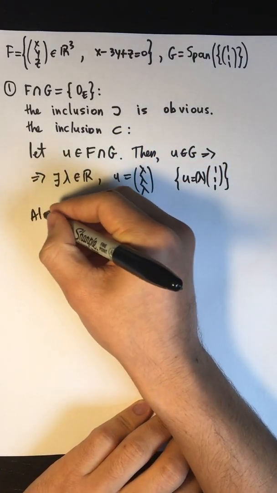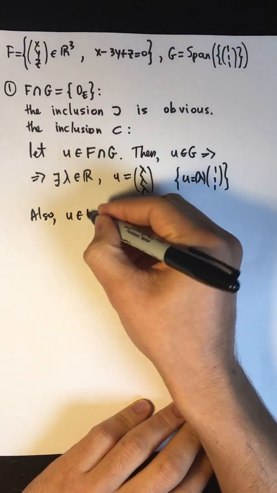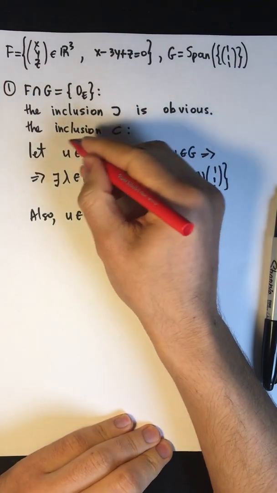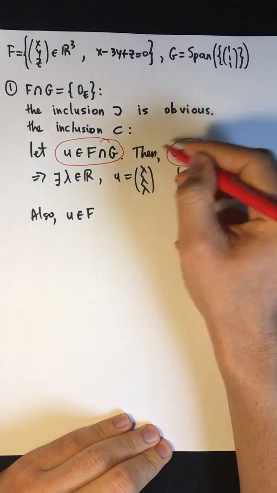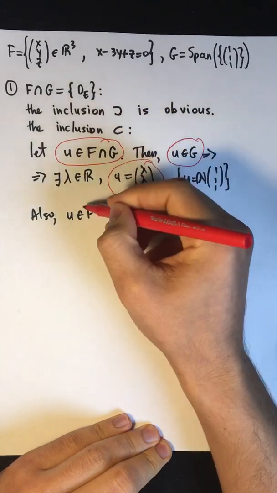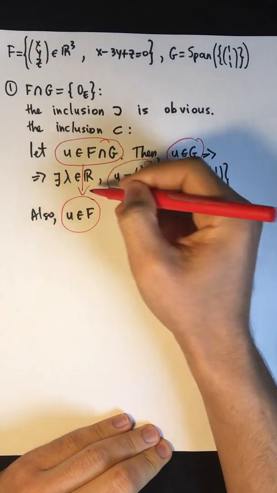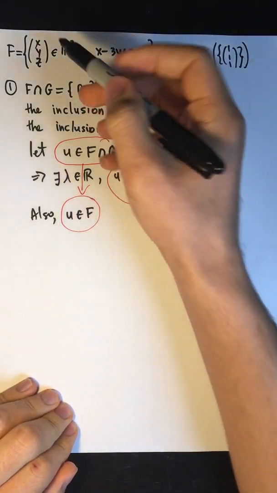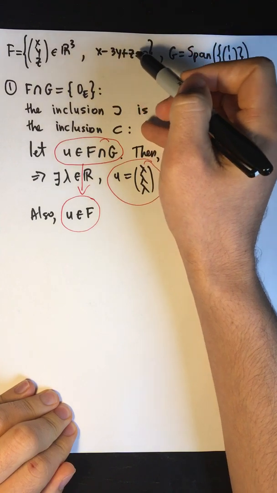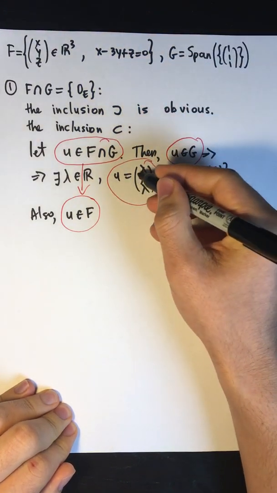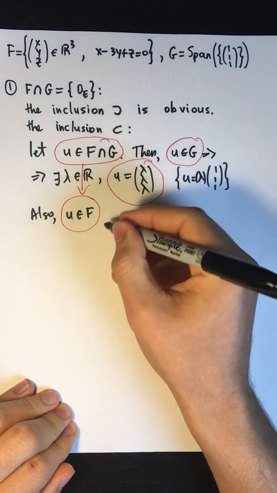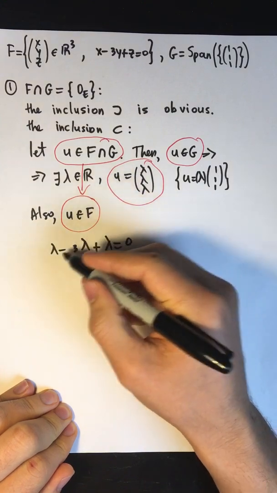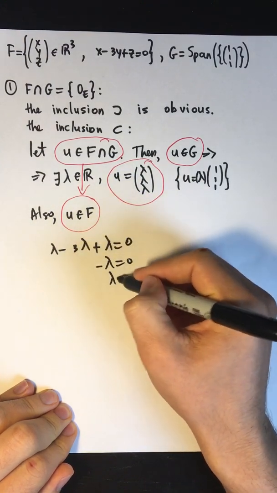And at the same time, U is in F. What does it mean? If U is in F, it means that F is (x, y, z) with x minus 3y plus z equals 0. In our case, U is equal to (lambda, lambda, lambda). That's why lambda minus 3 lambda plus lambda equals 0. So this is equal to minus lambda equals 0, so lambda equals 0.